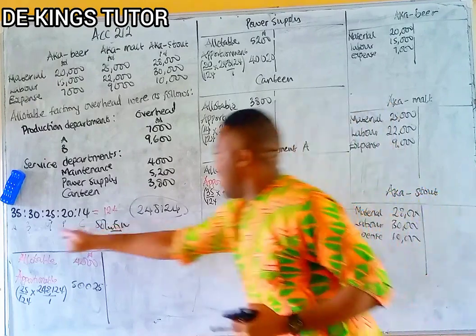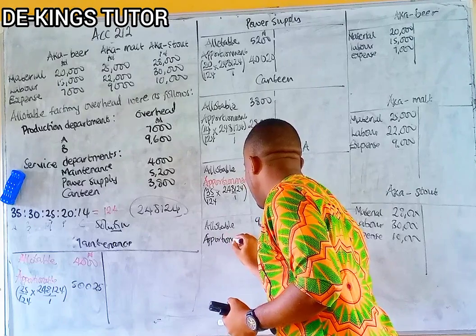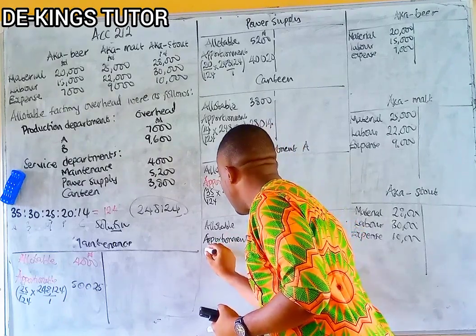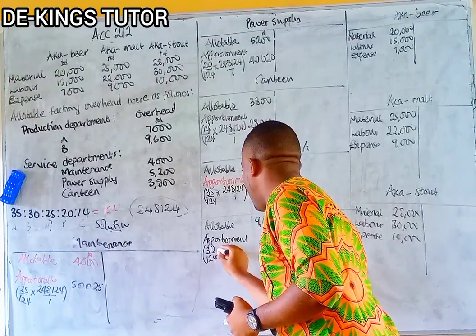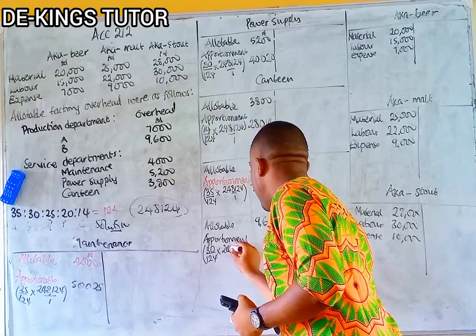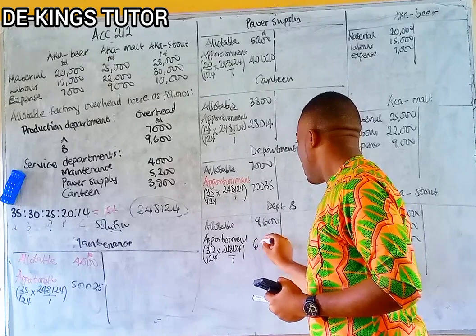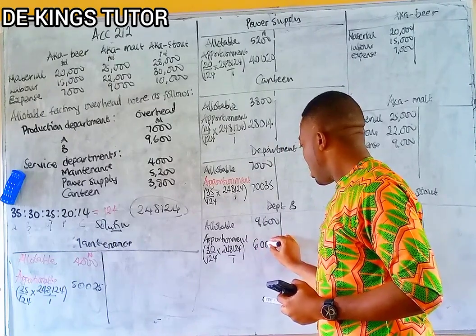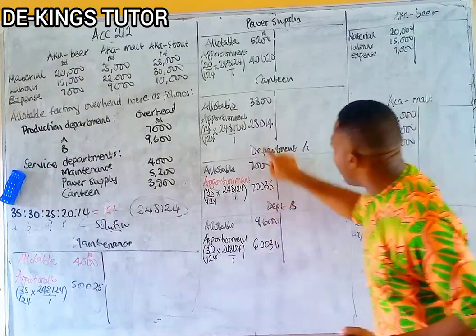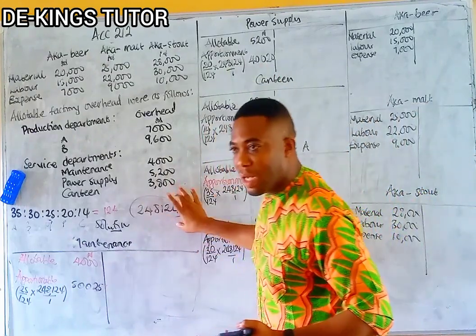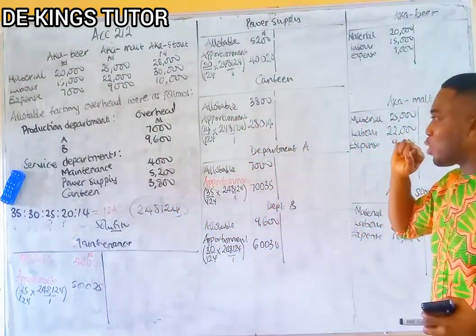Now department B, which is the last, becomes for apportionment 30 over 124 times 248,124. We now have 600. Now if you want to know if you are correct, if you add all these apportionments, it will give you this total. So that is the apportionment.